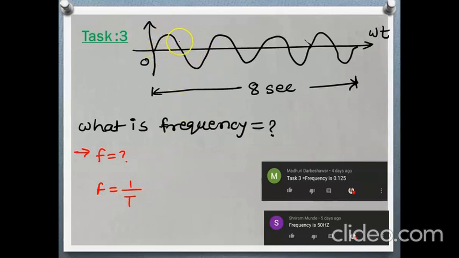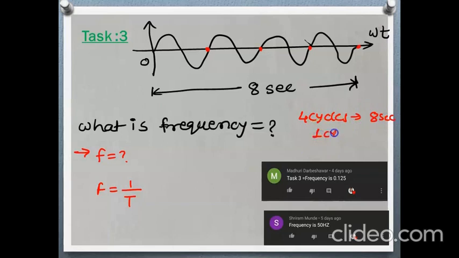So where is one cycle completed? Here one cycle is completed, here the second cycle, then the third and fourth cycles are completed. That means in 8 seconds 4 cycles are completed. To complete 4 cycles, 8 seconds are required.